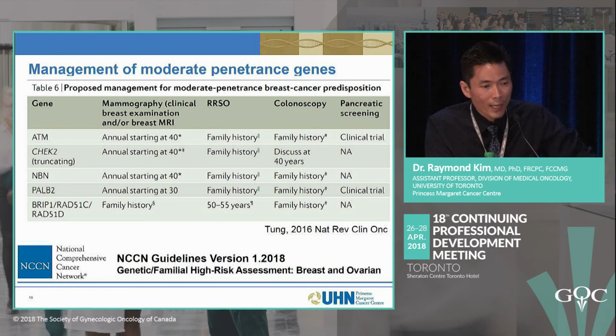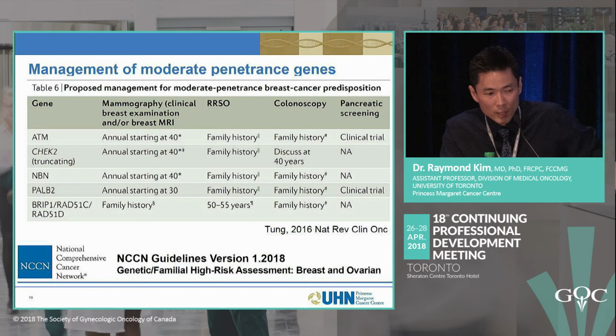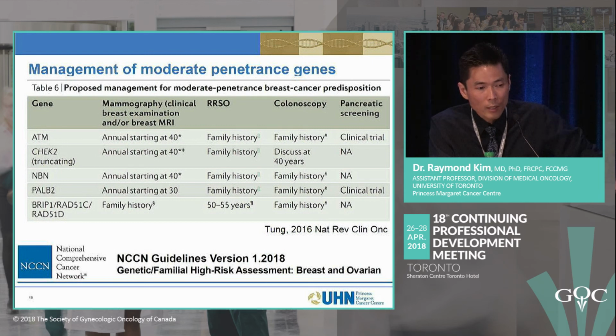Same thing with CHEK2, NBN. PALB2 is a little bit more highly penetrant, not quite as it is for BRCA1 and 2. And relevant for this audience is BRIP1, RAD51C, and RAD51D. They're involved in the Fanconi anemia pathway. They are at an increased risk of developing ovarian cancer. That hasn't quite yet been quantified, maybe 2 times population, 3 times population, not quite as high as BRCA1 and 2. There, we recommend the oophorectomy occur after menopause, not after childbearing.